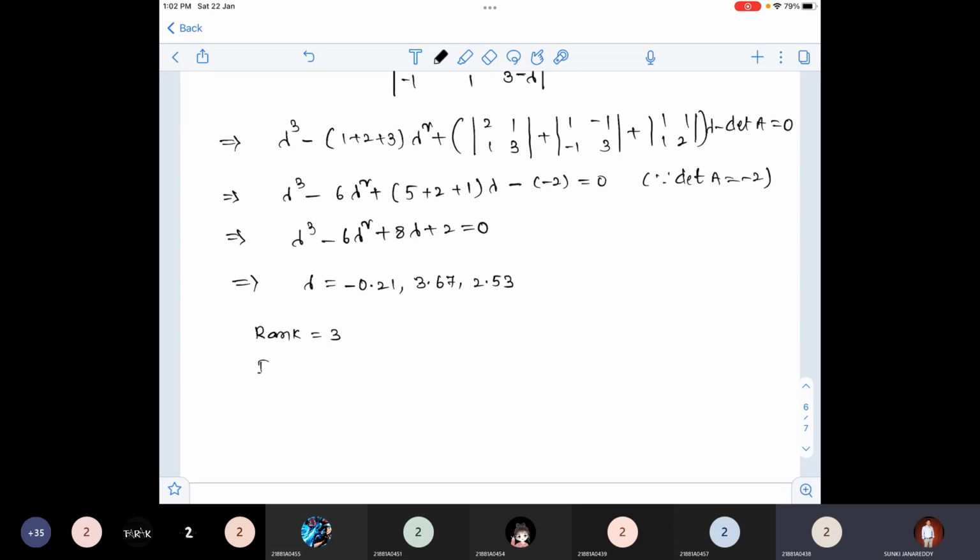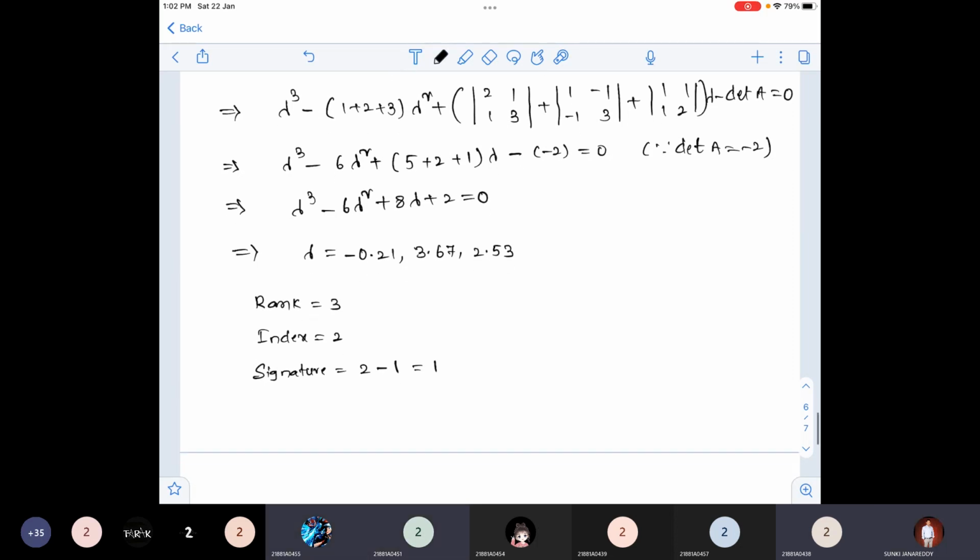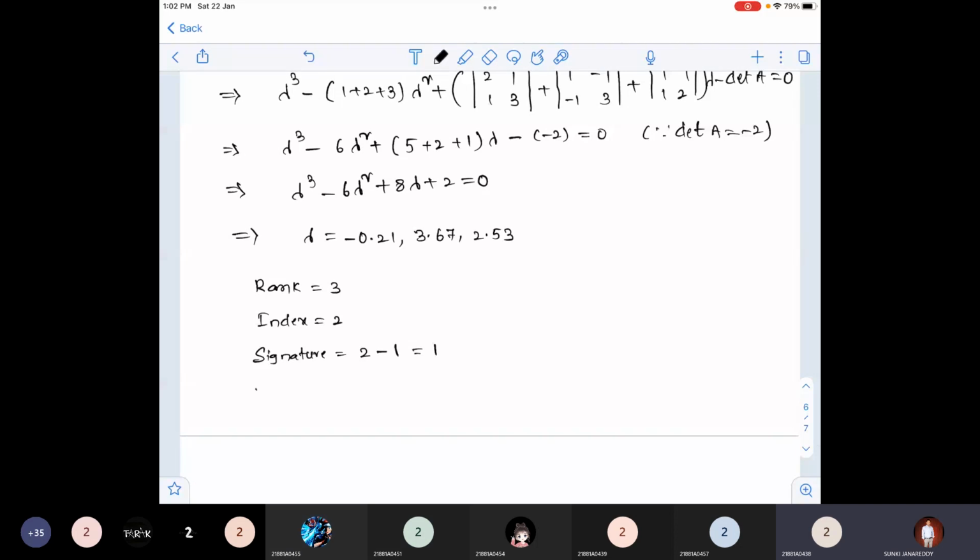Index means what? The number of positive values. Two, sir. Index is 2. Signature is the number of positive values minus the number of negative values. Here, number of positive values is two and number of negative values is one, so that one is equal to 1. Signature is 1.